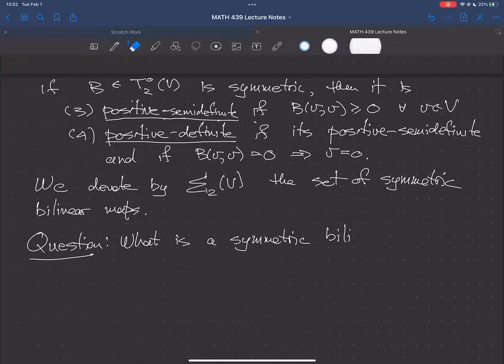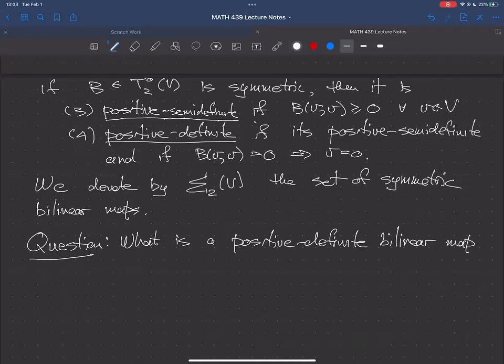Sorry, don't need symmetric there. When I talk about positive definite things, they're always symmetric. So what is a positive definite bilinear map? Okay, the question maybe isn't perfectly clear, because the answer is that it's a positive definite bilinear map. Because we've defined all the terms there, it doesn't need any further explanation.